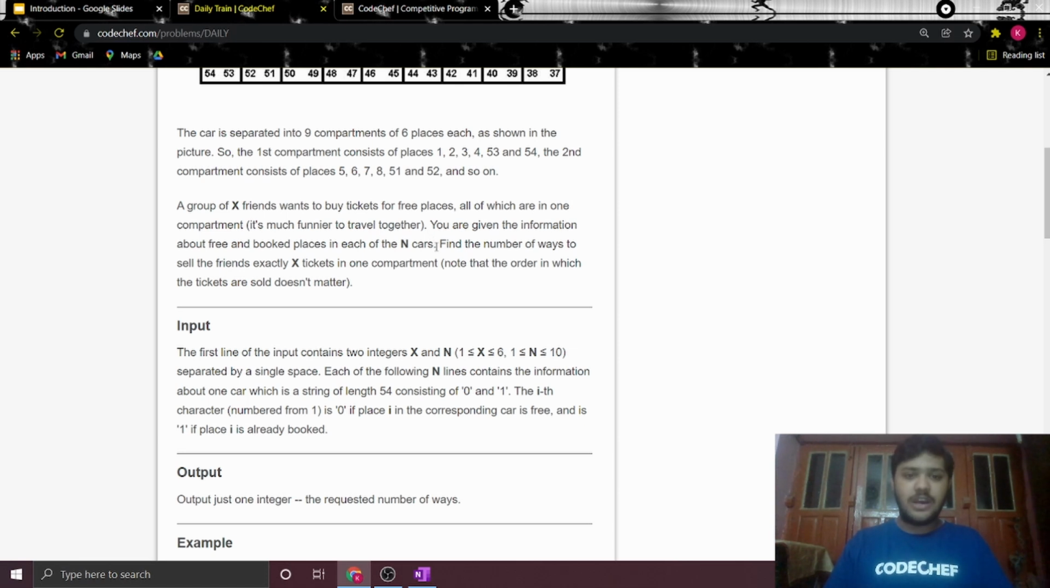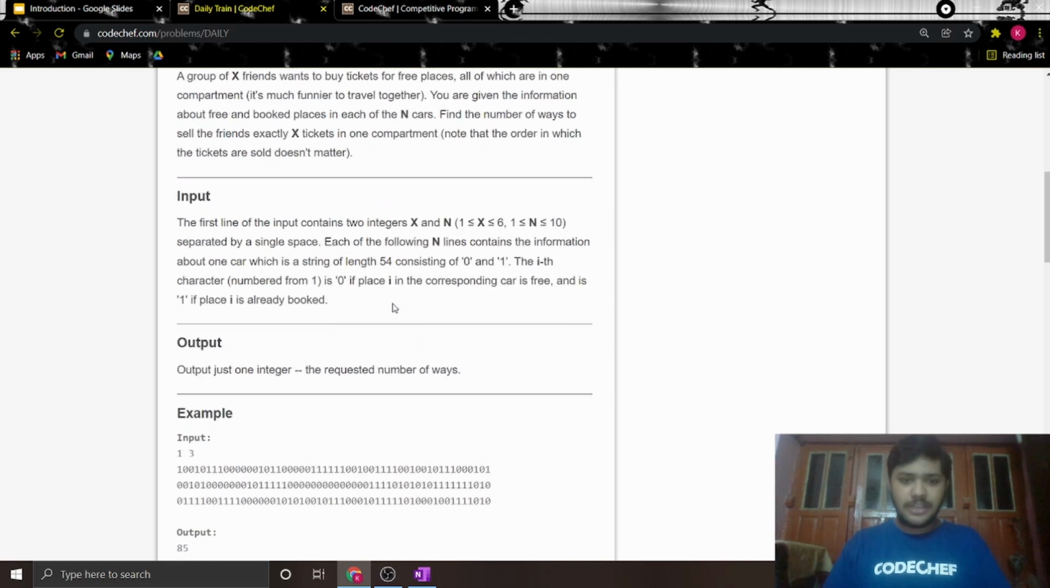We have n cars. Find the number of ways to sell the friends exactly X tickets in one compartment. Note that the order in which the tickets are sold does not matter. So we basically have to determine the number of possible ways we can sell exactly X tickets to the friends such that all of them sit in the same compartment. And if they are sitting in the same compartment, then they definitely have to be in the same car or the same train.